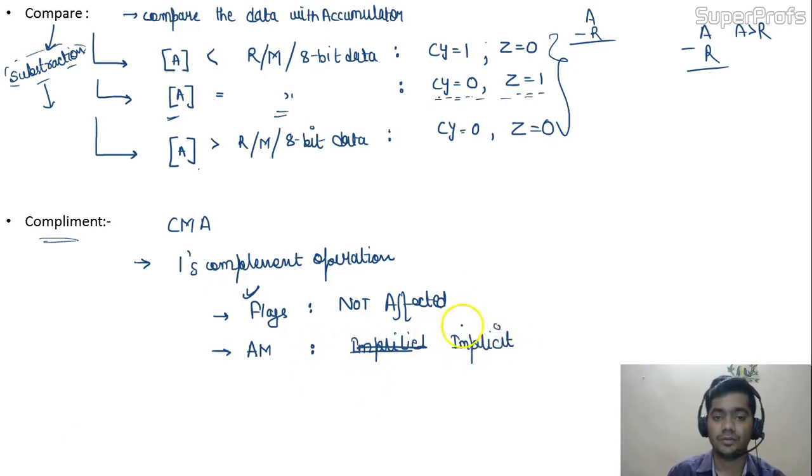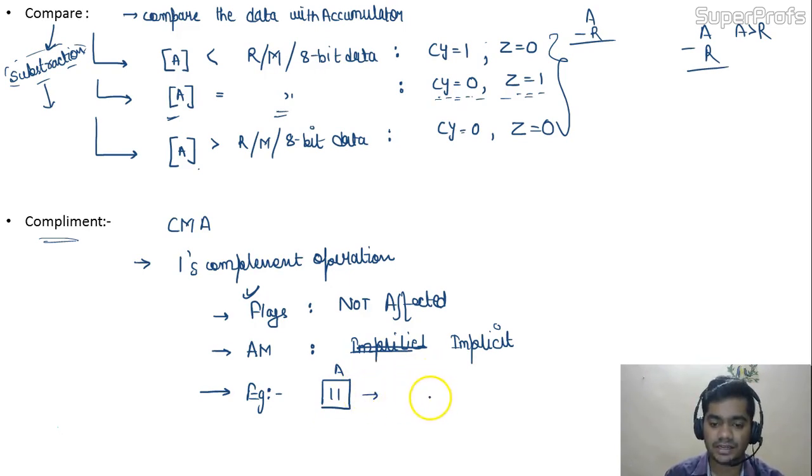The addressing mode would be implicit because no data or address is present in the instruction, so that's why the addressing mode is implicit. If we want to understand with an example, the content of the accumulator is 11H, and if we want to do its complement, that is its 1's complement, what would be its 1's complement? How are we going to calculate it?